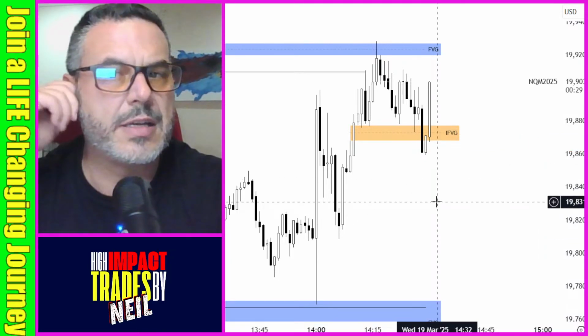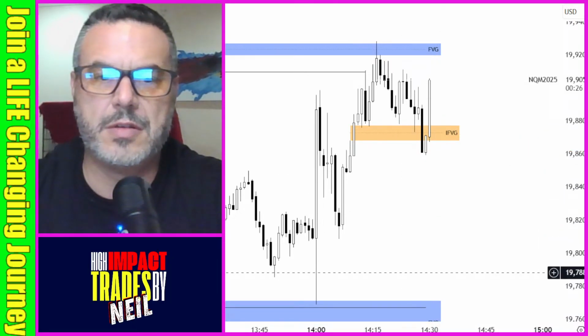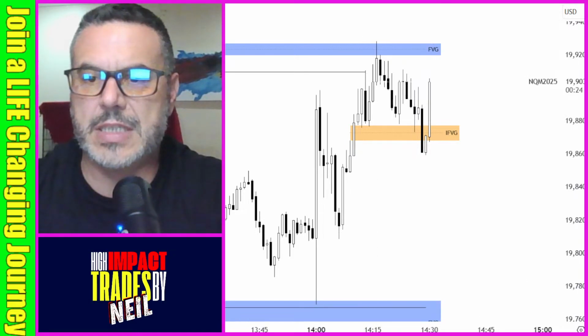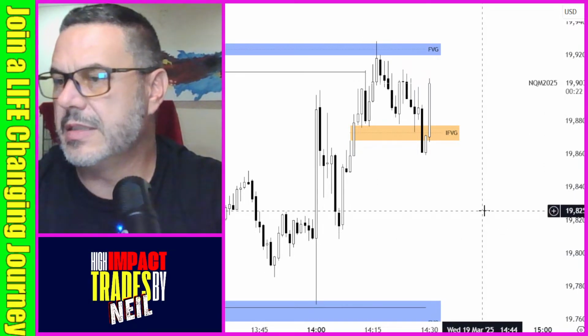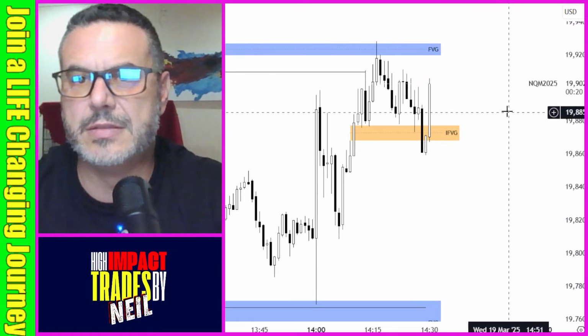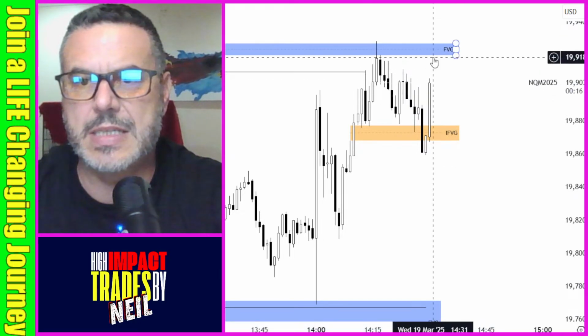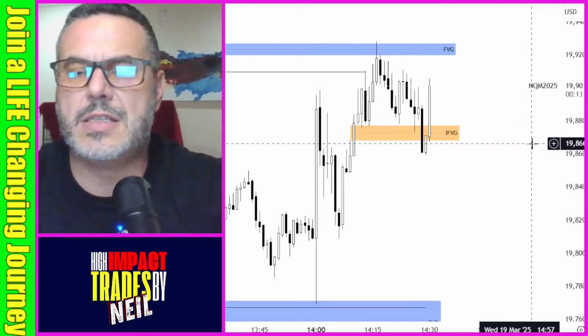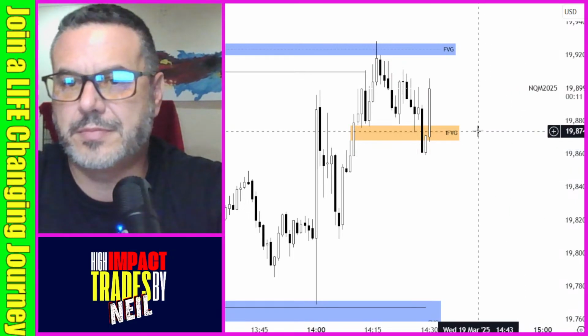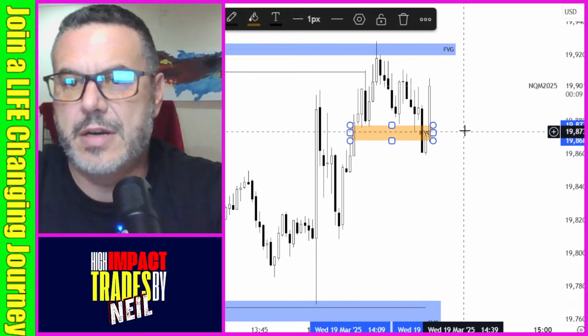Okay, so I'm taking that trade off because for some reason, I don't know, maybe it goes all the way back up into this fair value gap to test it and then smash lower. So now we just have to wait.